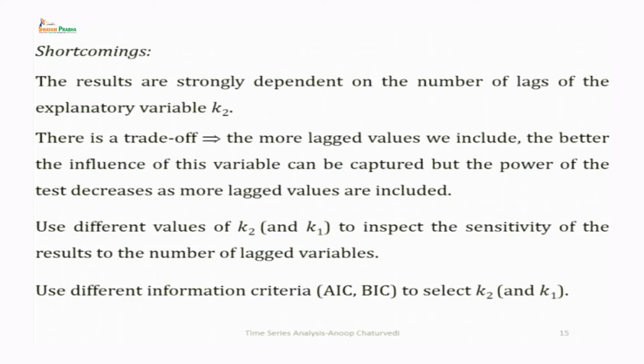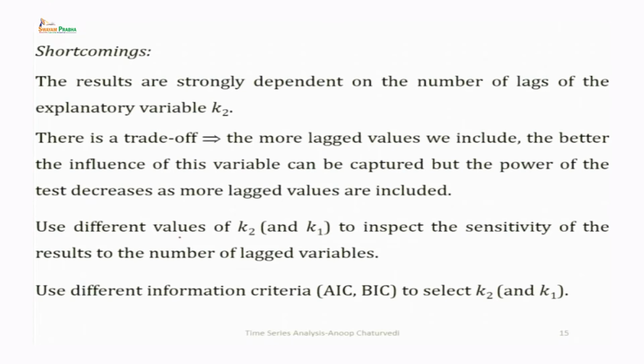But if you include fewer lagged values, then it may happen that the values which you have ignored have influence on y. So, that influence will not be captured. So, there is a trade-off between these two.